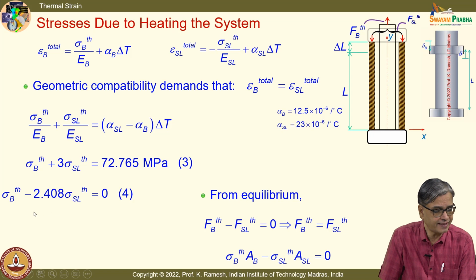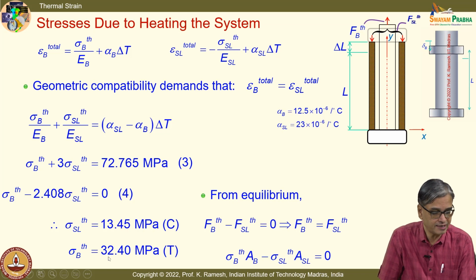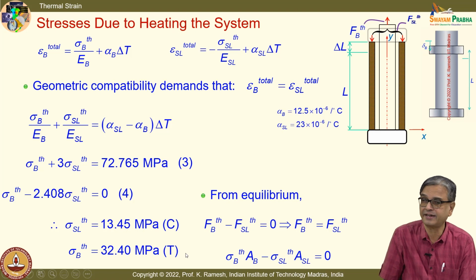So, I have the second equation as sigma B TH minus 2.408 sigma SL TH equal to 0. So, solve these two and get the stresses. I have the stress on the sleeve as 13.45 megapascal compressive, and sigma B theoretical as 32.40 MPa tensile.